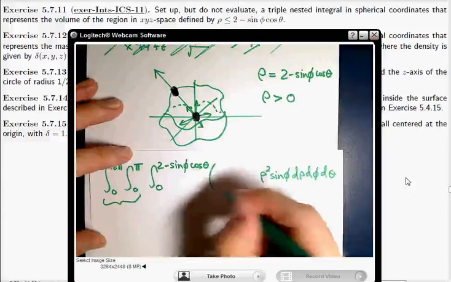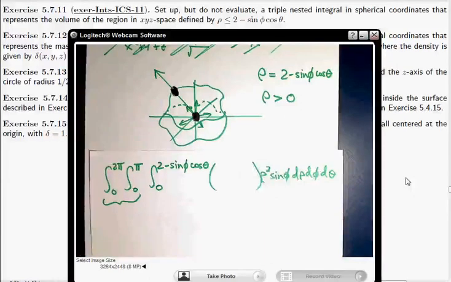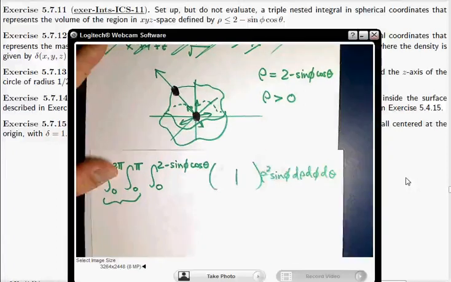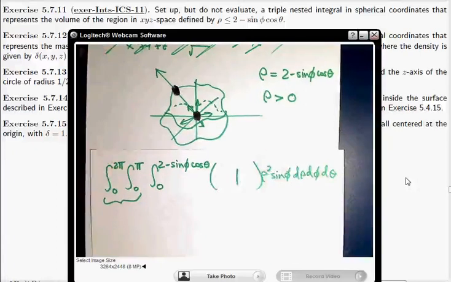And now we've got to put our integrand in here. We want to compute the volume, so the integrand's 1. Does that make sense? Is that okay? All right? Okay.